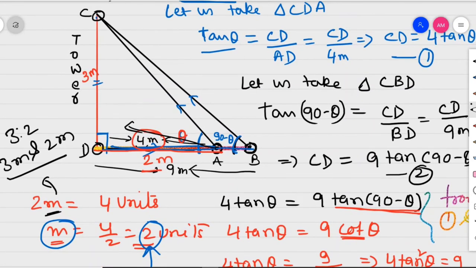This is 3m and this is 2m. So this 2m is equal to 4 units, so m will be equal to 2. From here, if you put m equal to 2, you will get 6 meters here. So this is how you will be solving this particular question.